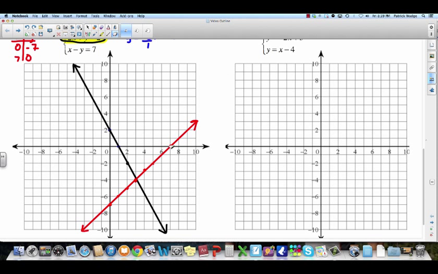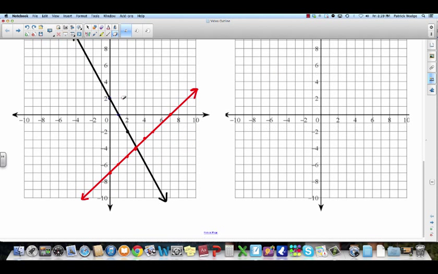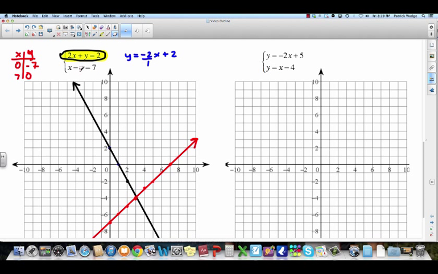So for example, this point is 7, 0. Yes, 7 take away 0 is 7. This point is 6, negative 1. 6 take away negative 1 is 7. Good. This point down here is negative 2, negative 9. Negative 2 take away negative 9 is 7. They all work. So this highlighted equation, all the points on the black line satisfy that equation. This red line, all the points on that line satisfy the second equation.